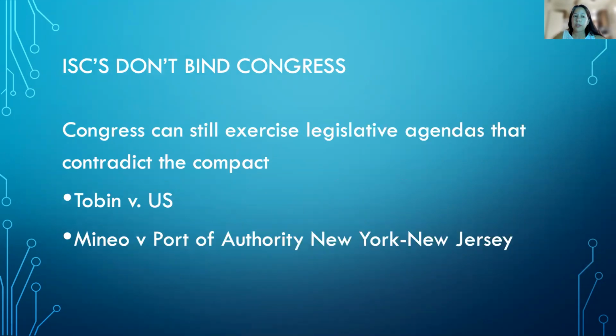An important thing to note is that interstate compacts don't bind Congress. Congress can still exercise legislative agendas that contradict the compact. Tobin and Mineo are SCOTUS decisions that said Congress is not bound. It says, while congressional consent may transform an interstate compact into federal law, consent does not transform a compact into a binding agreement between the states and the Congress. In other words, Congress is not held to what the states have agreed to. The states, however, are held to what they have agreed to with each other once Congress has approved it.